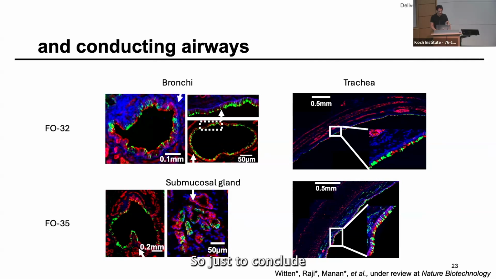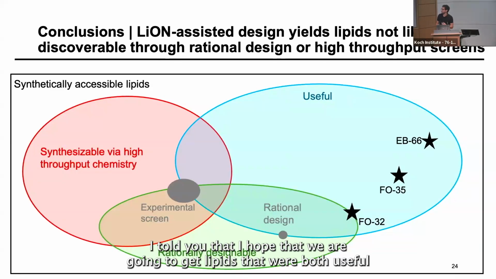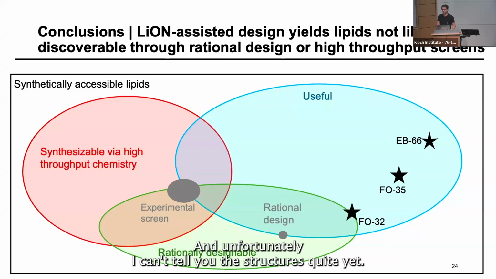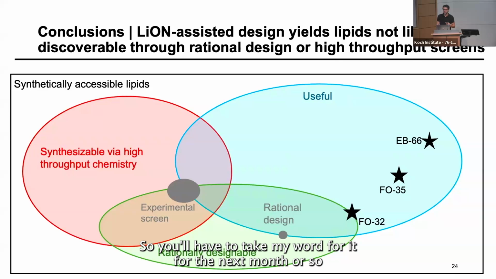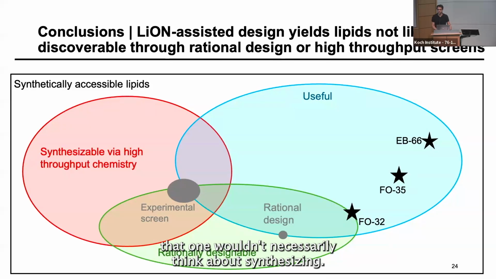So just to conclude, at the beginning, I told you that I hoped we would get LNPs that were both useful and potentially outside the beaten path for ionizable lipid design. Unfortunately, I can't show you the structures quite yet, so stay tuned for when this comes out. You'll have to take my word for it for the next month or so that FO35 and EB66 do in fact have these very weird structures that one wouldn't necessarily think about synthesizing.